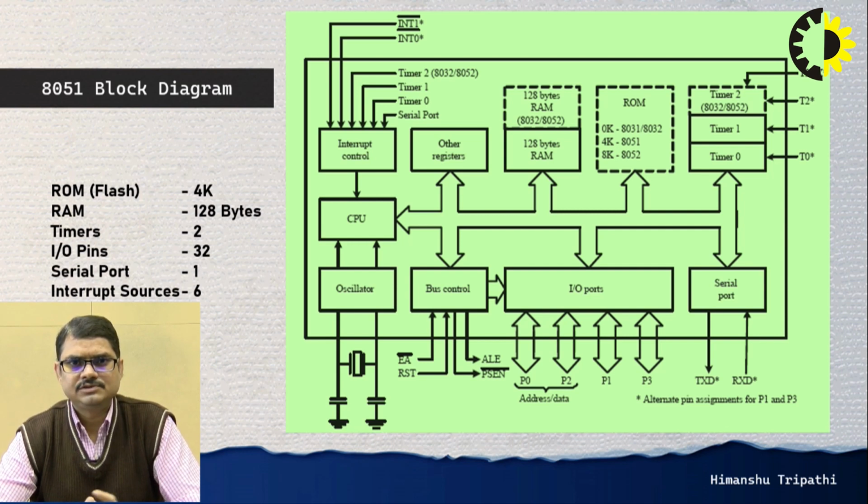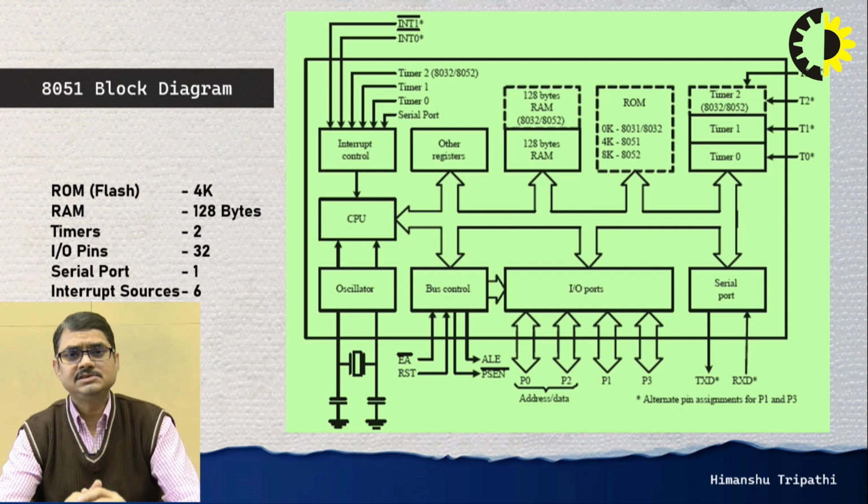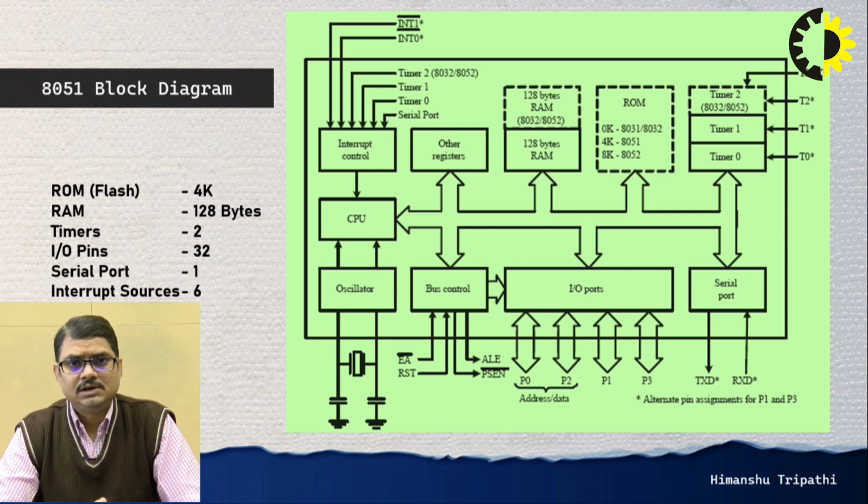So if we have a 16-bit register to store the memory address, the maximum memory locations of byte size we can generate are 2 raised to the power 16, which comes eventually to 64 kilobyte. That is the main reason why we can interface a maximum of 64 kilobyte of memory with the 8051 microcontroller.